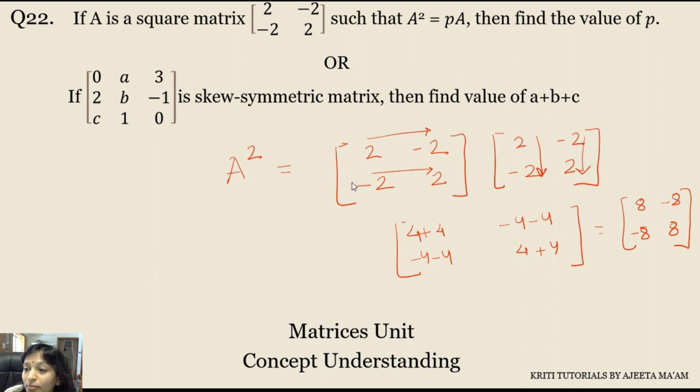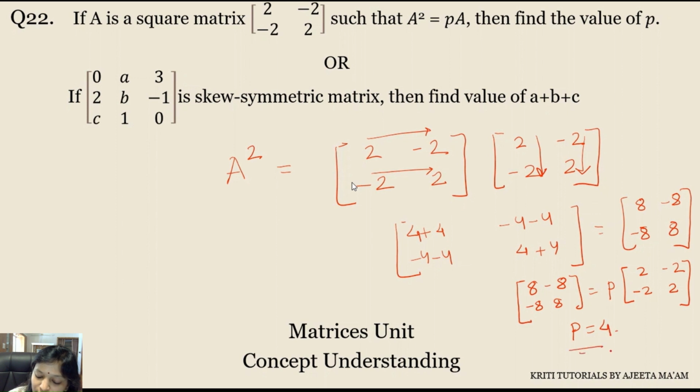Now we have to compare it with PA. So if I compare it with PA, what will I get? I'll get the value for P. Now the equality of matrices concept has to be applied simply. So what will be the value of P? So the value of P will be 4 simply, right? If I take P as 4, it will be equal to 8, minus 8 and 8.